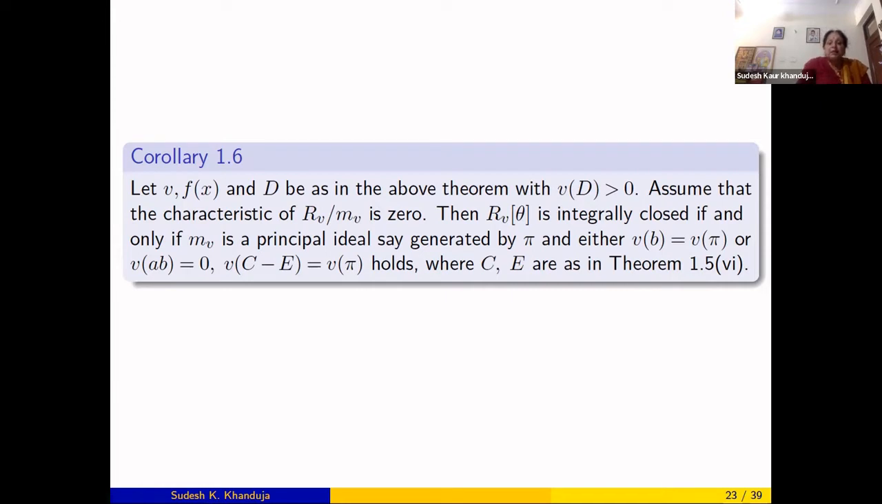Then R[theta] is integrally closed if and only if M is a principal ideal, say generated by pi, and either V(b) equal to V(pi), or V(ab) equal to 0 and V(c minus e) equal to V(pi) holds, where c and e are as before. So things become much simpler when the characteristic of R_V mod M_V is 0.